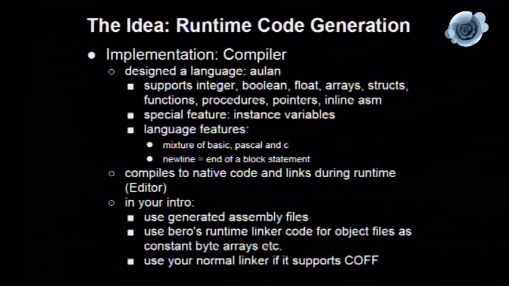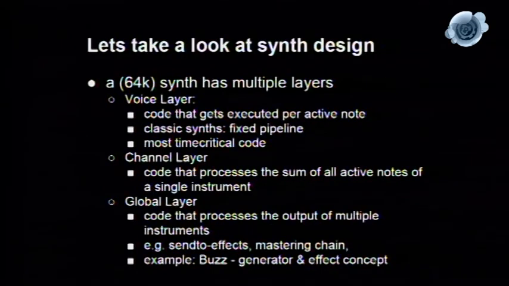So, before we take a look at what we've done, let's take a look at synth design in general. There are different layers in a 64K synth. The most basic layer is the voice layer. It's the code that gets executed per active note. In classic synths, we have a fixed pipeline. That means we have an oscillator and another oscillator and a filter and whatever, and it's all fixed. A fixed pipeline has the benefit that it doesn't need so much CPU power, as it's the most time-critical code.